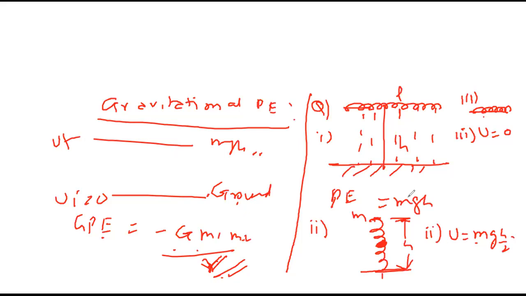Yes, beta. Then all the points clear now? How to get potential energy? Yes, sir. If all the masses are at the same distance, then mgh. If it is distributed, then center of mass. If it is on the ground, then 0.